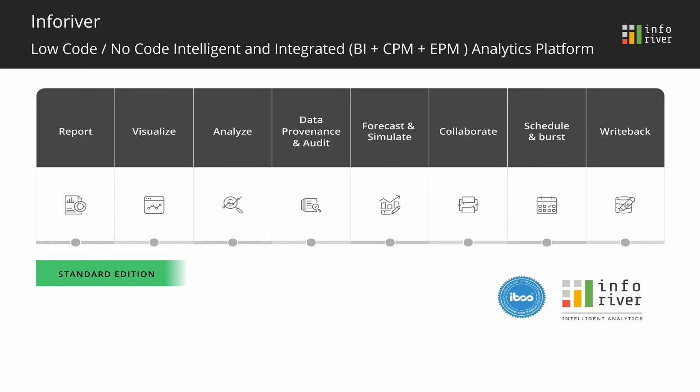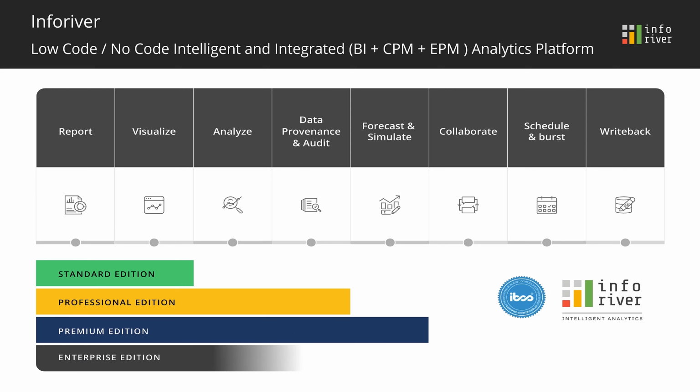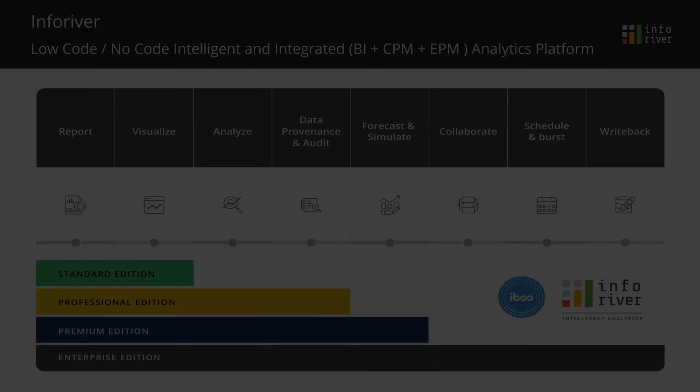The Standard Edition can be used for IBCS reporting and visualizations use cases. The Professional Edition can be used for financial reporting, visualization, and analysis use cases. The Premium Edition can be used for paginated reporting, visualization, analysis, forecasting, and simulation with data provenance. And with the Enterprise Edition, you will get all previously mentioned features, plus write-back, paginated report scheduling, and collaborative comments.